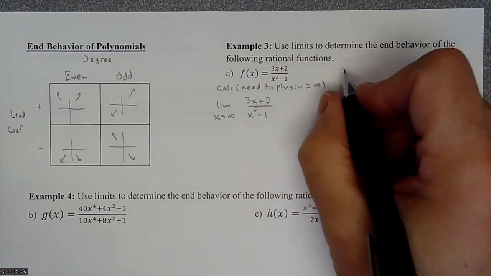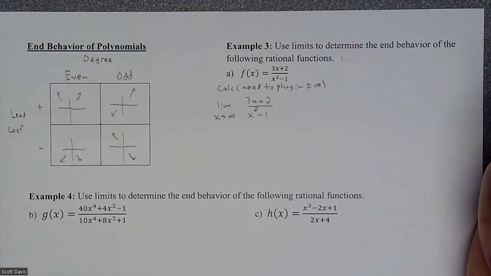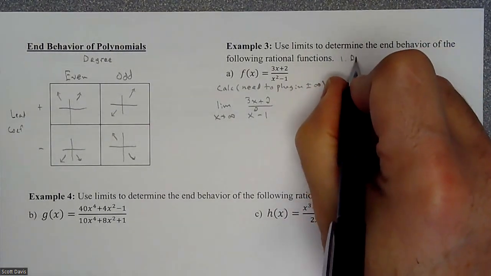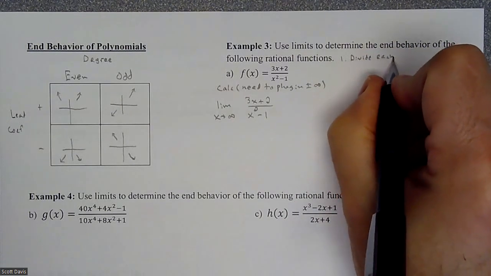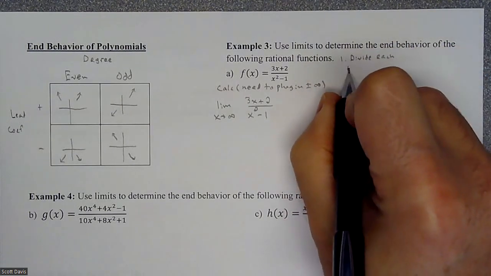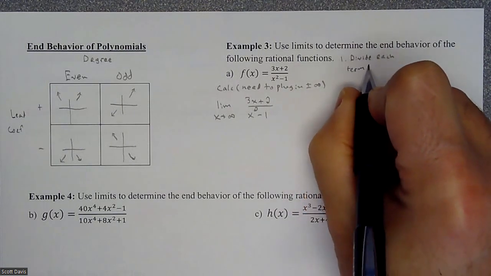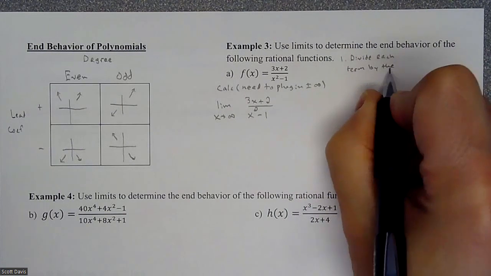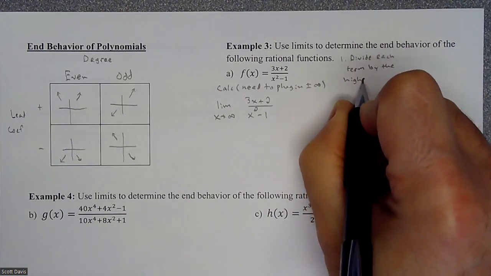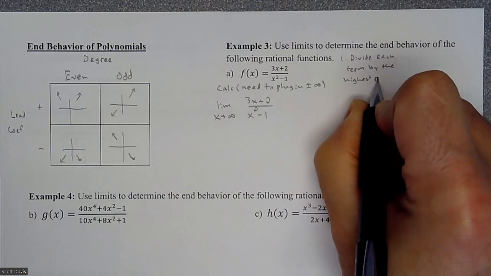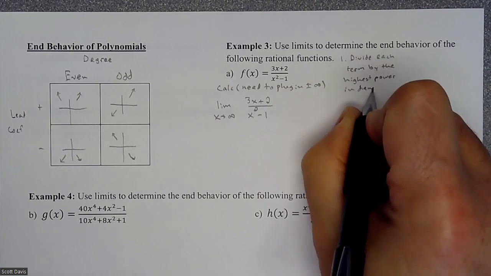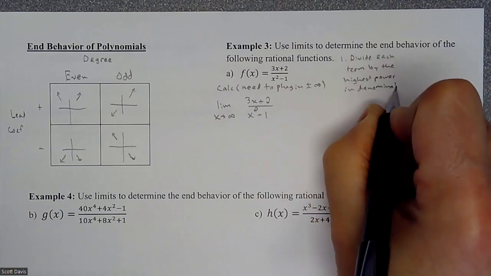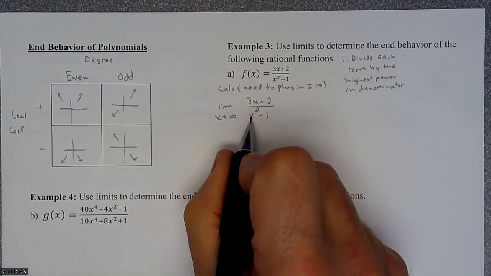Here's what we're going to do: manipulate our equation so we can plug in infinity and get an answer. We're going to divide each term by the highest power in the denominator. All right, here's what I mean by that. X squared is our highest power.